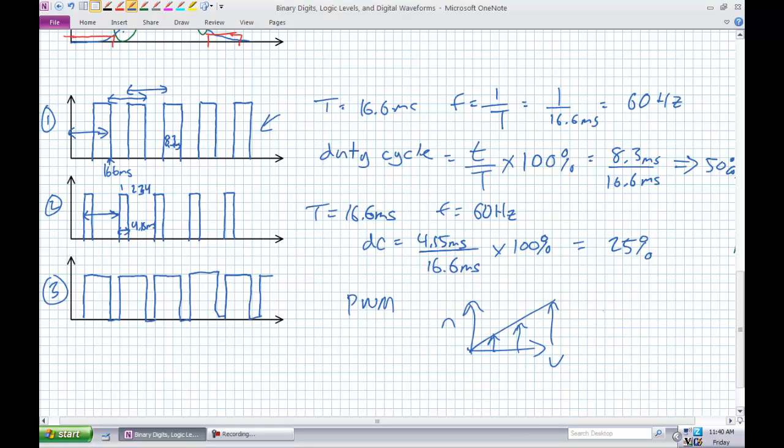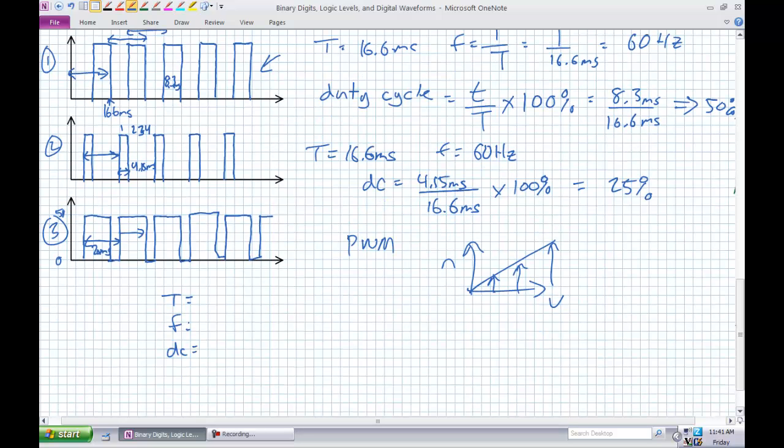So here's the third example of a digital waveform. It's going from 0 volts to 5 volts over the course of time. It looks like a periodic waveform because it's repeating itself every, let's say, 20 milliseconds. So what is the period, the frequency, and duty cycle of this if it's on for 15 milliseconds? First answer, obviously the period, 20 milliseconds. What's the frequency? 1 over 20 milliseconds, 50 hertz.